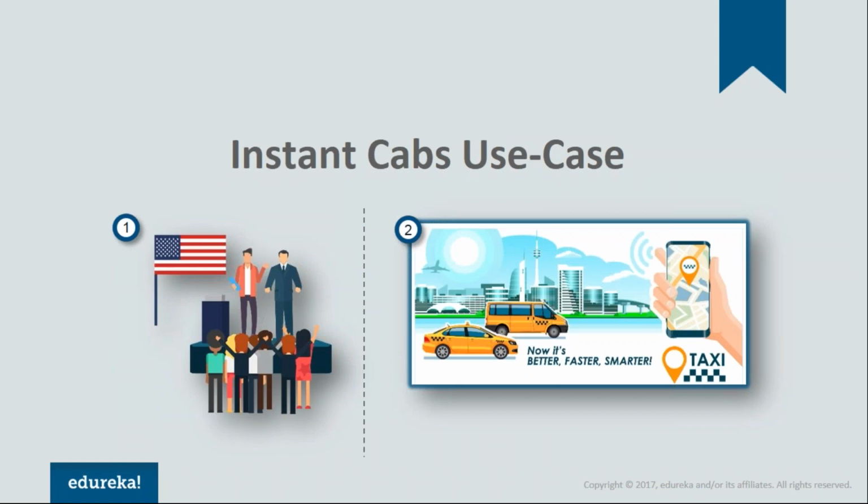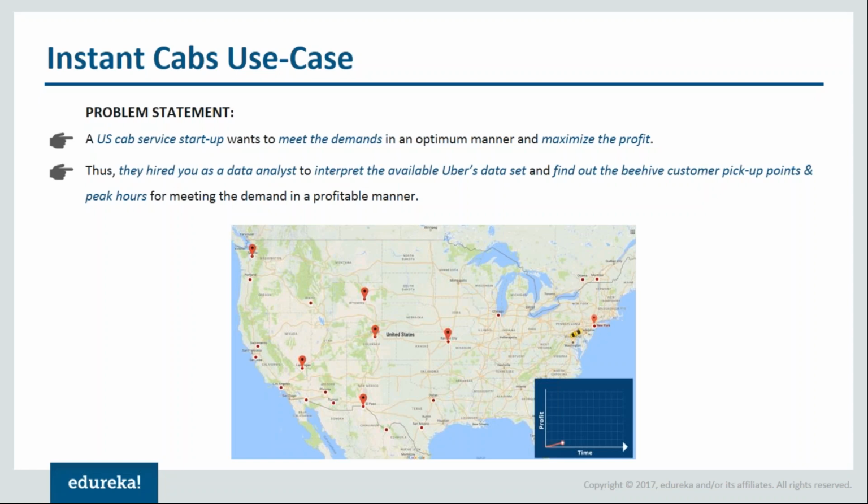So now let us take a look at our second use case, which is the Instant Cabs use case. There is a cab startup in the US called Instant Cabs. And again, since you did a great job in analyzing the US elections, they have hired you again to solve their problem. Basically, this company wants to know what the demand for cabs is at which pinpoint location during which peak hours. They want to maximize their profit by finding the beehive points where they can get a lot of pickups and getting cabs there during the peak hours. So this is your second task.